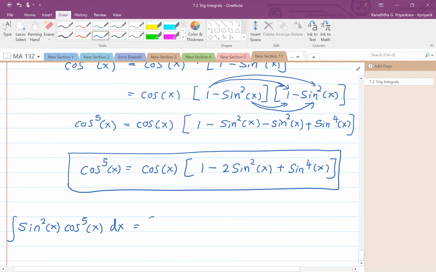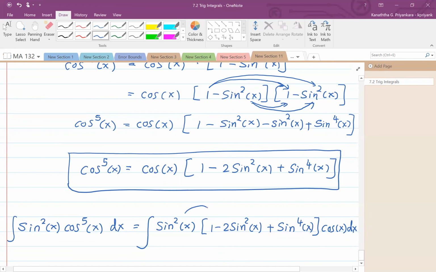That would be, so we have the integral, so we can write down this sine squared term. Now we can substitute cosine 5x as this whole thing, cosine x times 1 minus 2 sine squared x plus sine to the power 4x, times, so we have the cosine term x and we have this dx. So that would be the simplification.